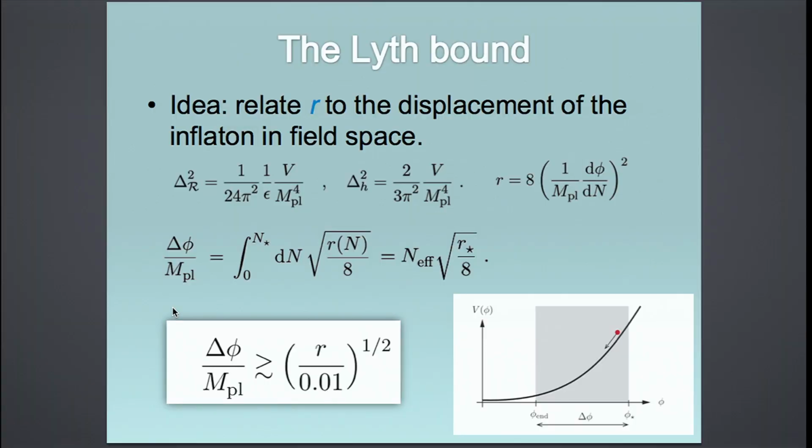So the Lyth bound is a relationship between the tensor to scalar ratio and the displacement of the inflaton in its field space. Let me illustrate this for single field slow roll first, and I'll discuss how one might try to relax the result by relaxing the conditions of single field slow roll. In single field slow roll, the scalar power spectrum looks like this in terms of the epsilon parameter, measuring the gradient squared of the potential, and the tensor power is expressed in terms of the energy scale of inflation. If you manipulate these things, you find that r is equal to 8 times (dφ/dN)^2. Here N is the number of e-folds, and φ is in Planck units.